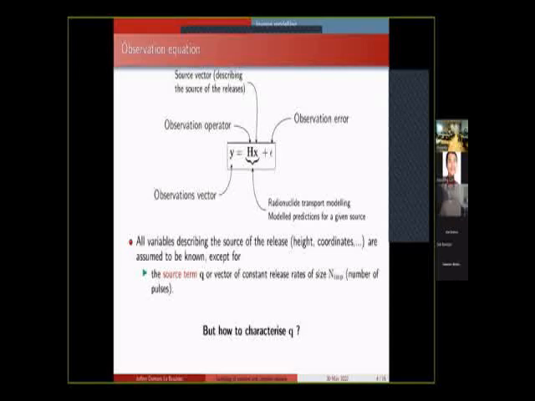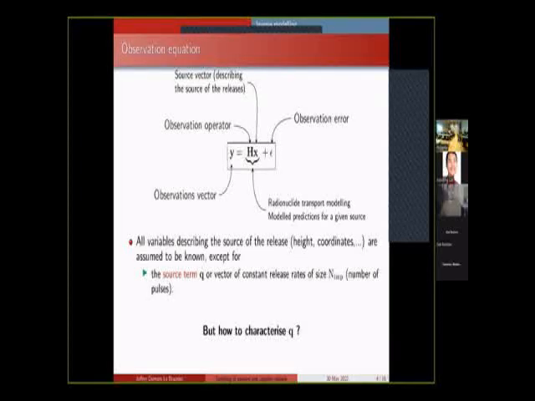And finally, since of course there are differences between the observations and the predictions of the model, we have a term which is the observation error, epsilon. So all variables which are describing the source of the release, such as the height or the coordinates, will be assumed to be known, except for one thing, the source term, of course. So the evolution of the release of cesium from the Fukushima Daiichi plant, which we describe with a vector of constant release rates of a certain size. The size is the number of pulses that we consider, but there is a problem.